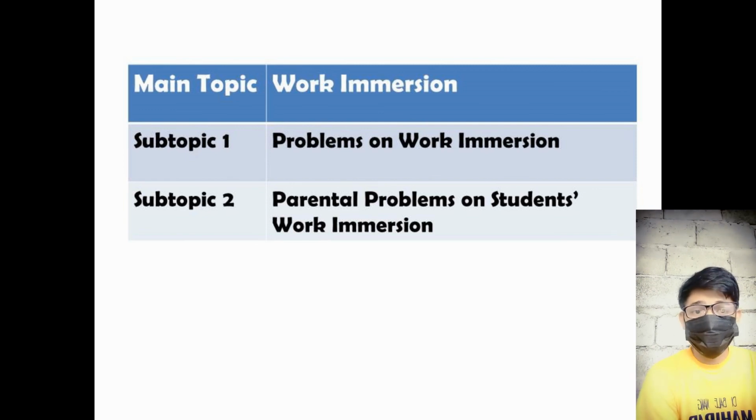So you have there subtopic 2, which is about parental problems in students' work immersion. So this one is still, I think, too broad. You can also specify what grade level of students, what specific track or strand. Okay, so subtopic 2 is parental problems on students' work immersion. Okay.